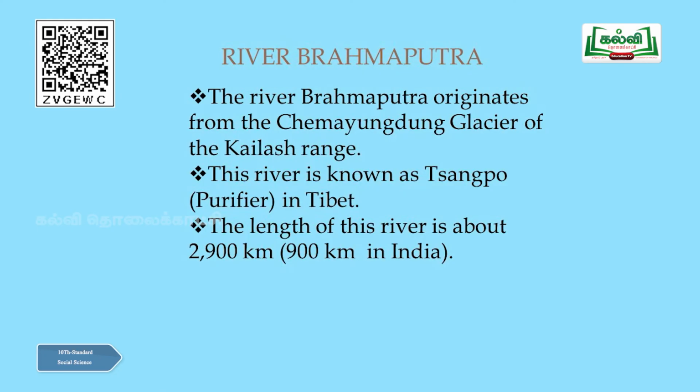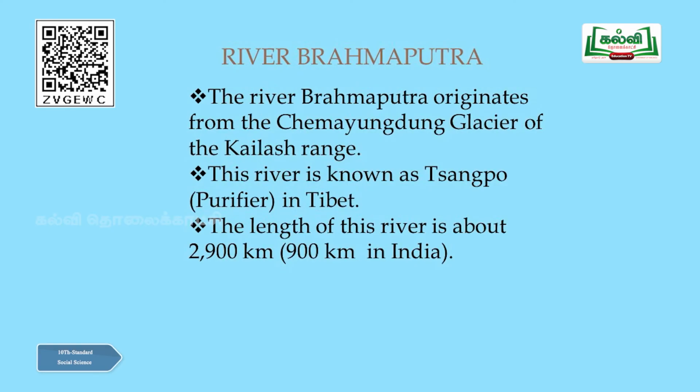This river Brahmaputra originates from Chemayungdung glacier of Kailash range, which lies in the northern part of the Himalayas, and this river is also known as Tsangpo, T-S-A-N-G-P-O. Tsangpo means purifier in Tibet. Brahmaputra river is called Tsangpo in Tibet. The length of this river is about 2,900 kilometers, out of which only 900 kilometers flows through India.